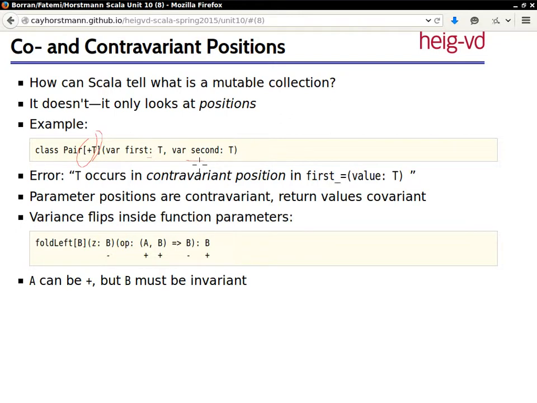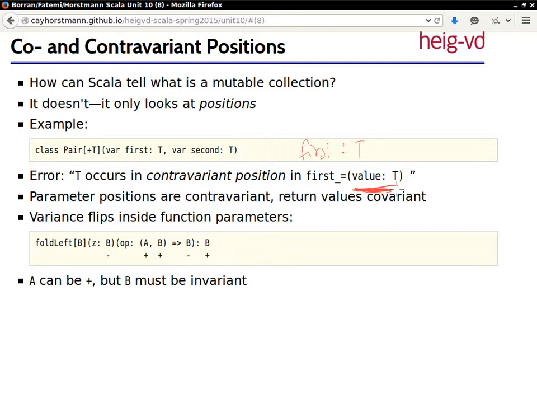Then I'm going to get an error message that says, well, by declaring this var, you have actually declared two methods for first, namely the getter first, which yields a t, and you've also defined a setter that's called first underscore equals, and it has a t as an input. And then it's going to say this parameter here has t occurring in a so-called contravariant position. And so the rule is very simple. A parameter of a method is in contravariant position. The return value, or the return type, is covariant.